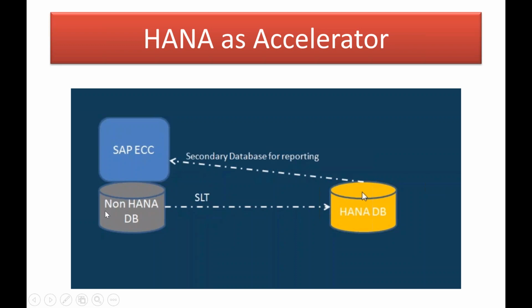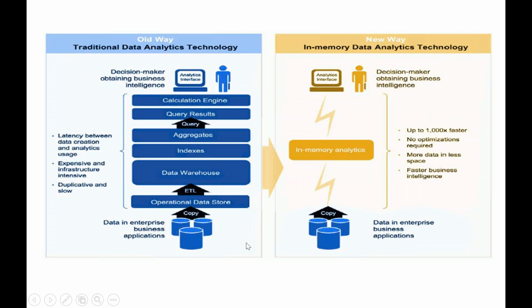Earlier, we used to create reports on top of third-party systems. Here I am going to use HANA as a secondary database for reporting purposes only, not for BW, not for ECC. It's only for reporting purposes as a secondary database, right? That is going to improve your reporting performance. So here it's a very important concept.